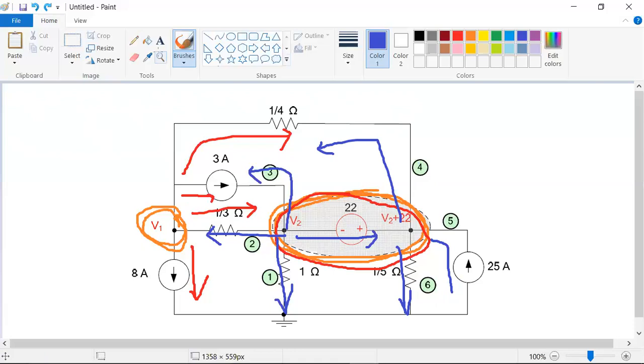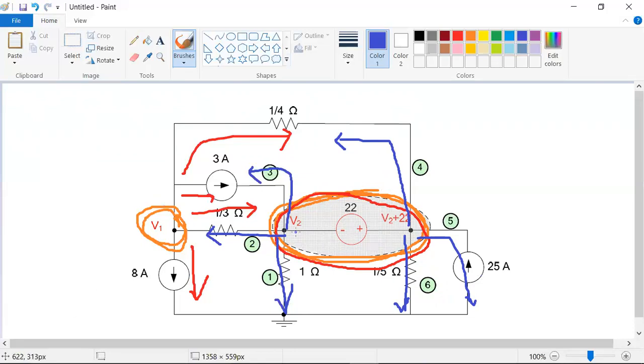Let me erase that. Only these are the current, these are the super node. You should not include this. V2 and V2 should not draw the current between V2 and V3, because already you have converted that V3 into the V2. Right? These are the total. You will get 6 unknown currents.